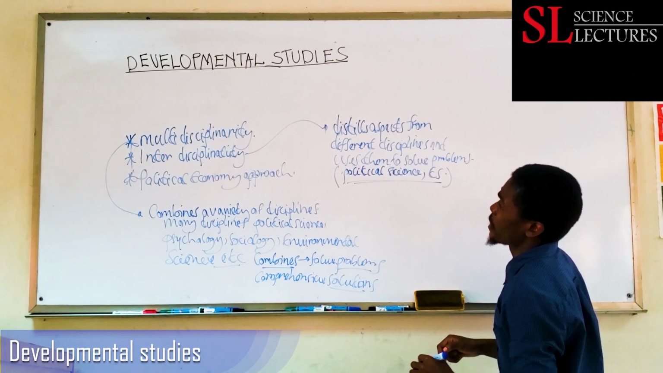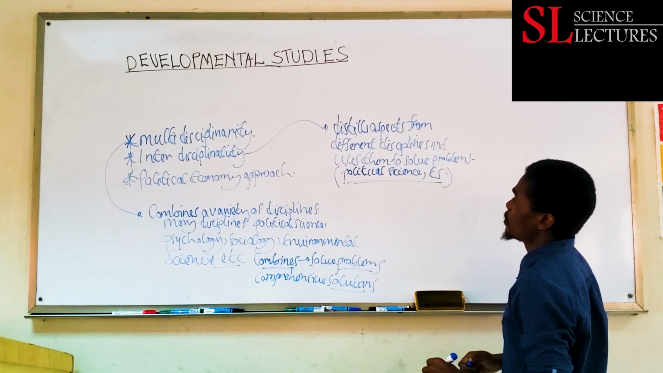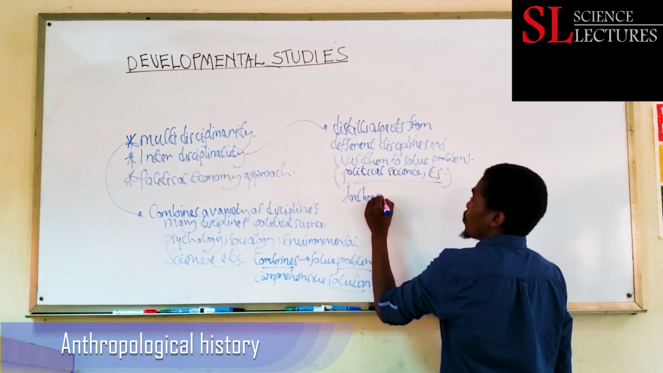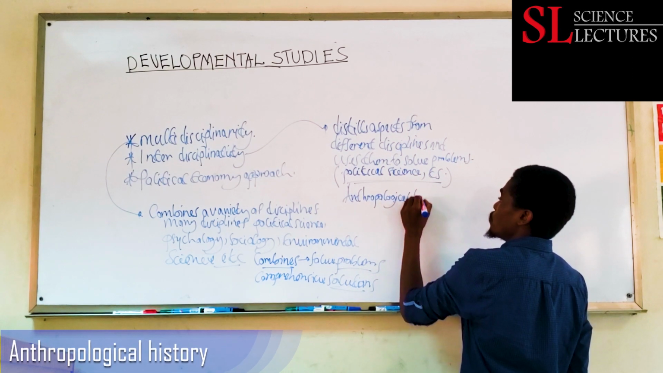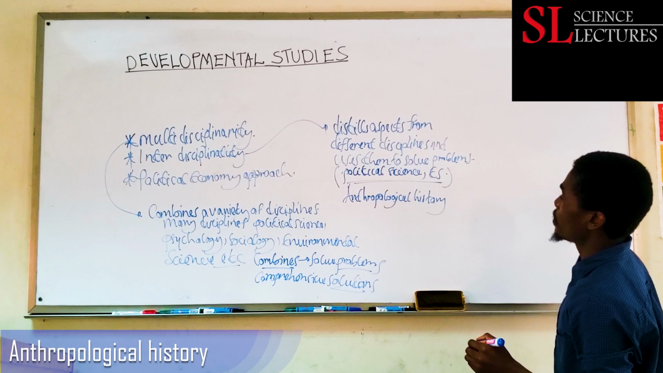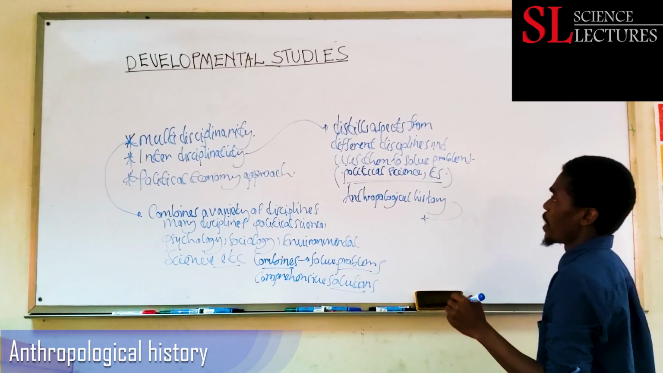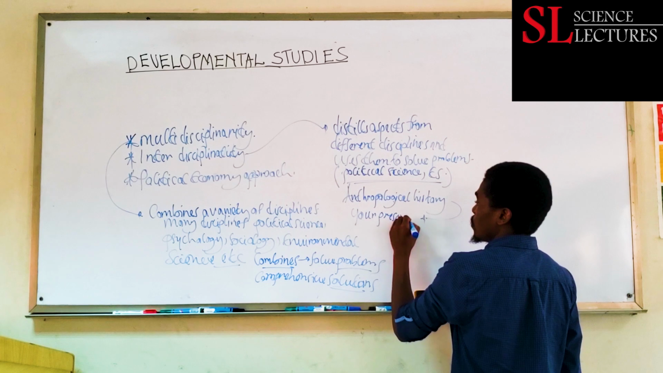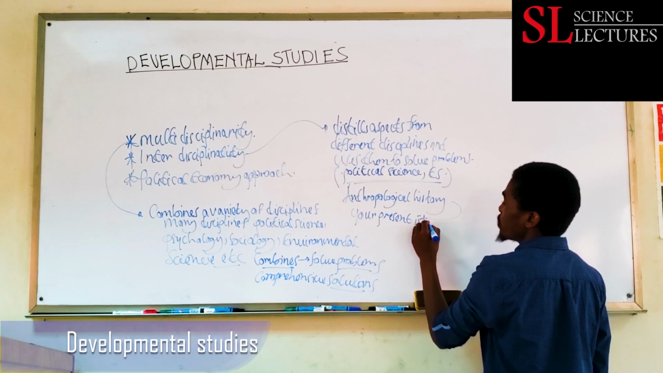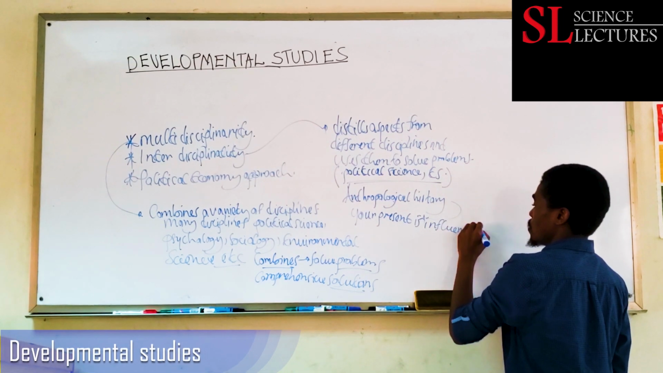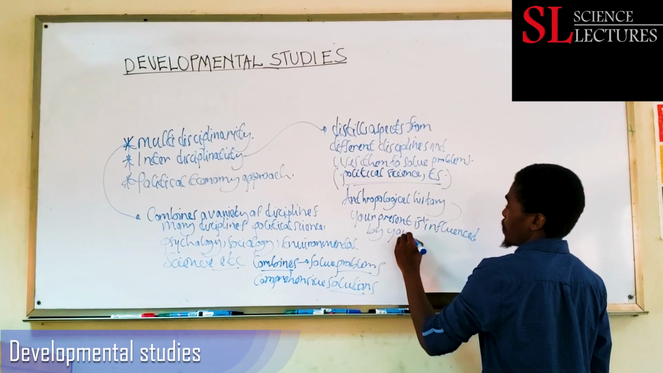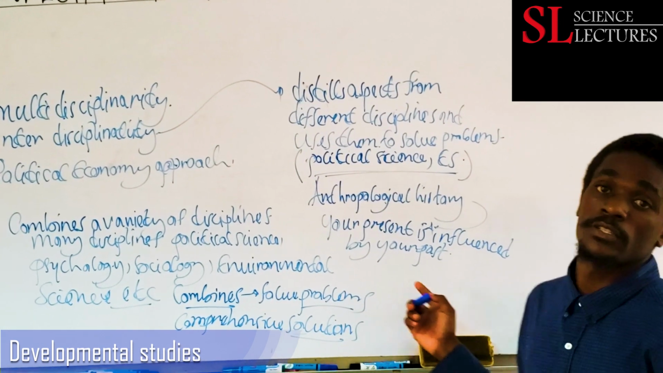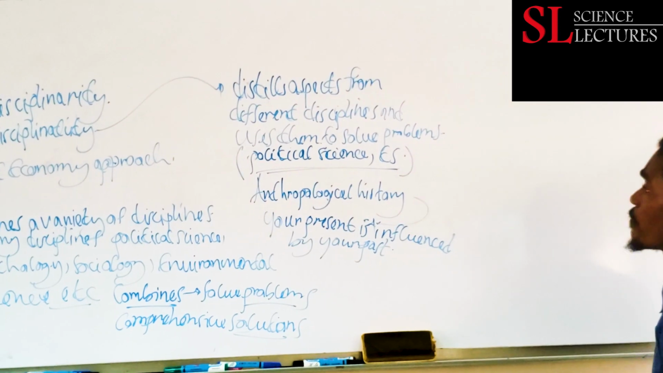But before we go to the political economy approach, there is a term we need to know, and that term is anthropological history. Anthropological history simply means that your present is greatly influenced by your past. How a given country is performing in the present is affected by its past. That is what we refer to as anthropological history.